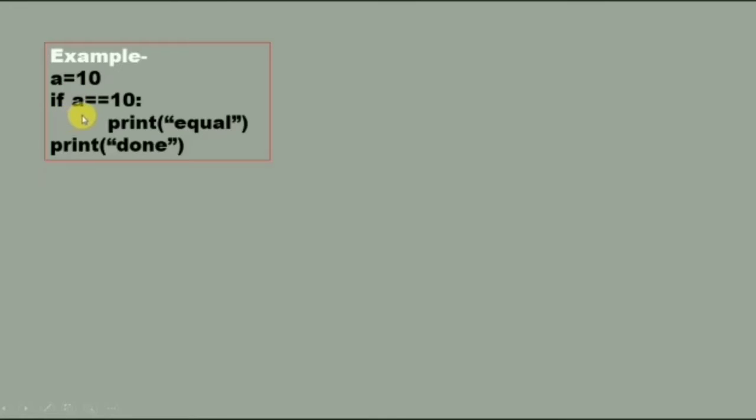Now, if I check the value of A, if A equal to 10, the condition is true. Since the condition is true, we'll be moving on to the body of the if statement. So the result will be printed as equal, and after that we'll be moving out of the if statement and the result will be done. So we'll be getting two statements as output, that means equal and done.